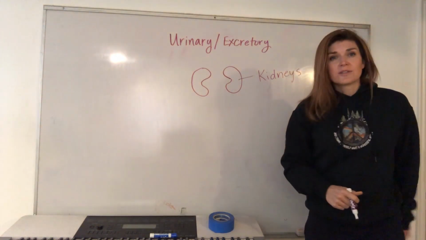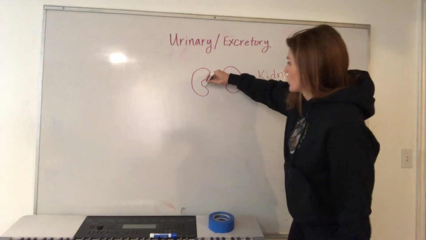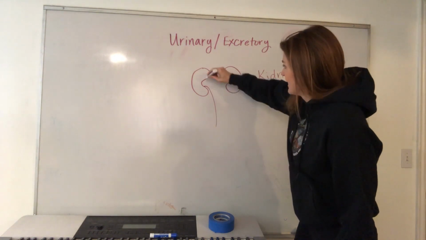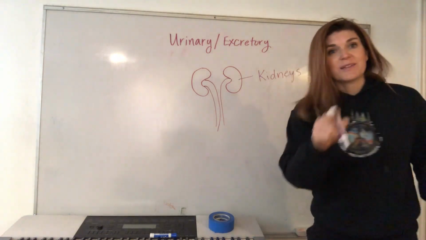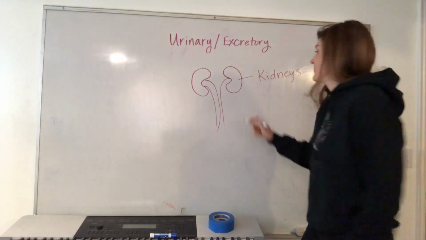And then the next little stop for urine. So urine is created in the kidneys. You guys missed my drawing, huh? Because it's so good.